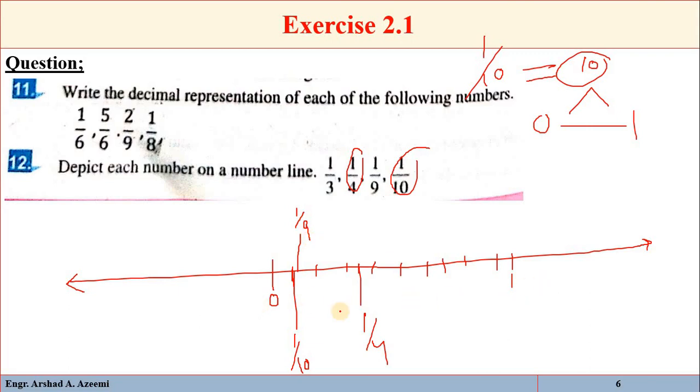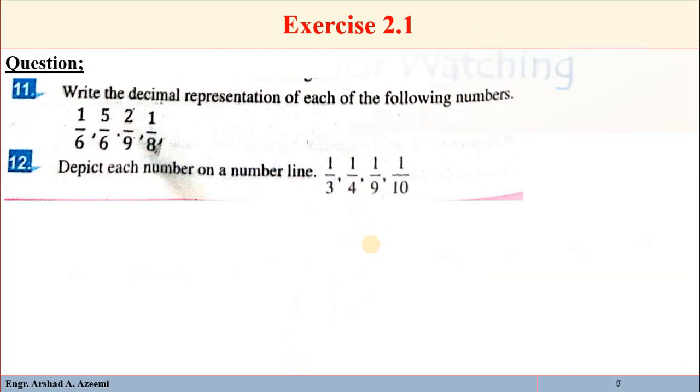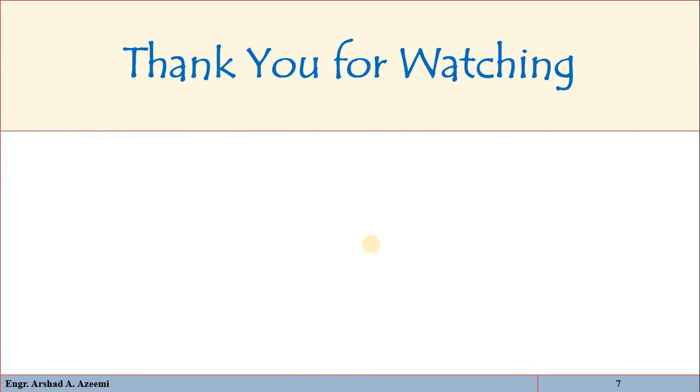And 1/3 of this portion, sorry, 1 by 4 will be here, that is the fourth portion of 1, and the third portion of 1 will be a little bit greater than the third point, so that will be 1 by 3. So this was all about the solution of exercise 2.1.